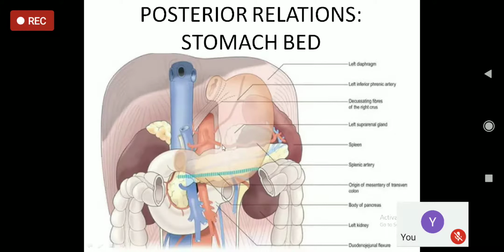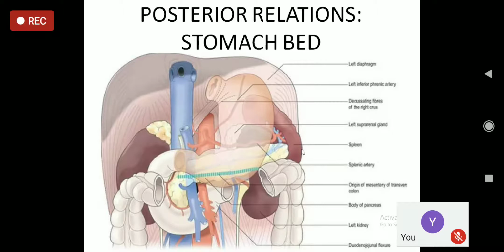This is the splenic artery, then the body of the pancreas, and then the transverse mesocolon. These are the structures forming the stomach bed. If you are asked about the posterior relation of the stomach or the stomach bed, it is the same thing. Remember, the viscera related with the posterior surface of the stomach form the stomach bed, as they form a kind of bed for the stomach.